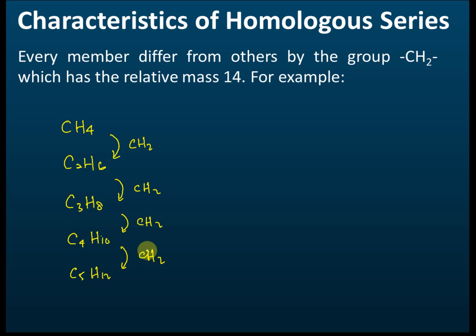So these are the first five alkanes, and we can see that the difference between one alkane and another is the CH2 group. The relative mass of this CH2 group is 14, because the relative atomic mass of carbon is 12 and that of hydrogen is 1. So 12 plus 2 times 1 is equal to 14. Each member in a homologous series differs from the next member by a relative mass of 14.